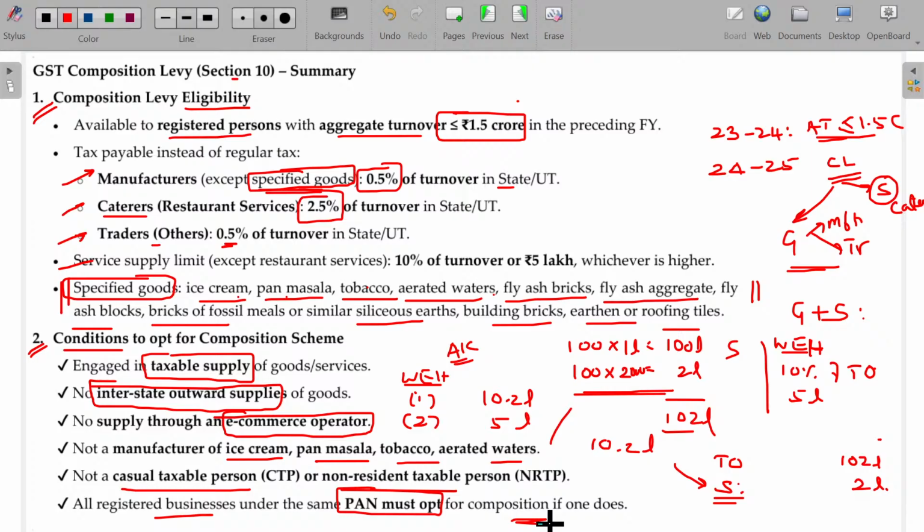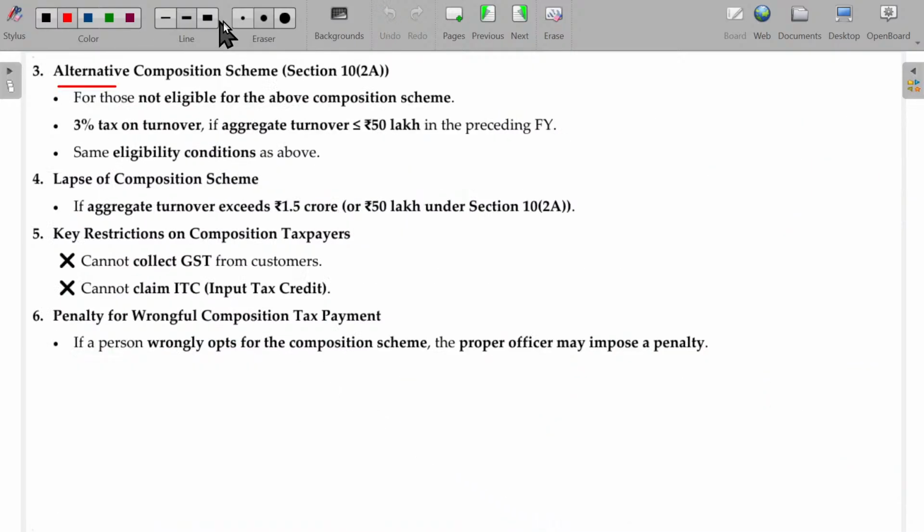Sir, what happens if I am a service provider? Will I be able to enjoy the benefit? As per this condition, you cannot enjoy the benefit of the composition scheme as a service provider. Then no problem. One more section comes here for you.